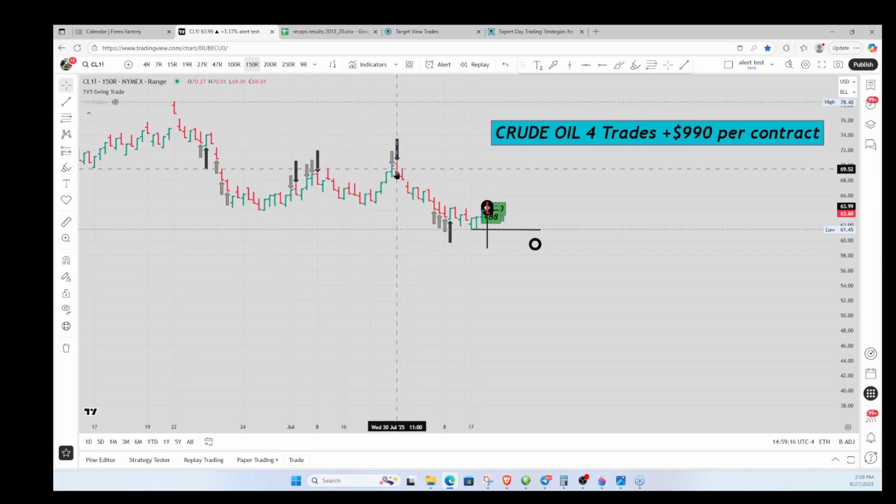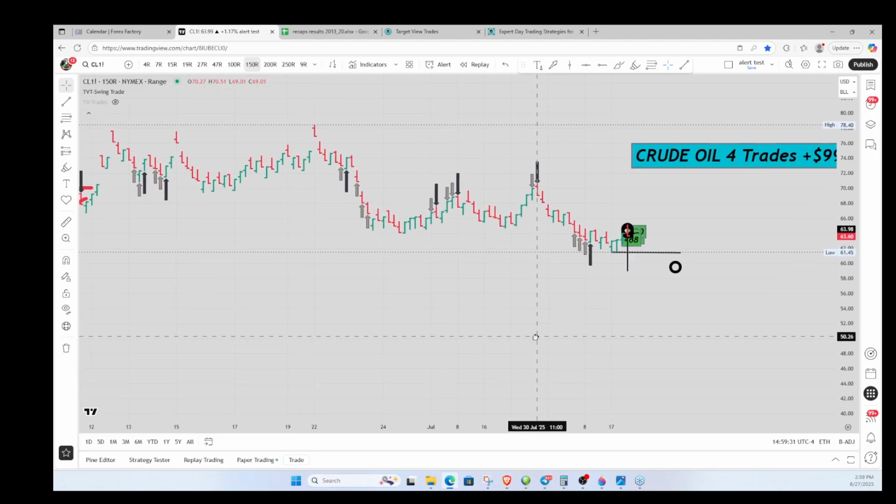Now, you can just let it run until you get the gray arrow. If the gray arrow happens to occur during the normal session, you can just get out at the gray arrow when that happens. But if it's still going, you don't have a gray arrow by the end of the session, you might just want to get out at the end of the session. Okay?